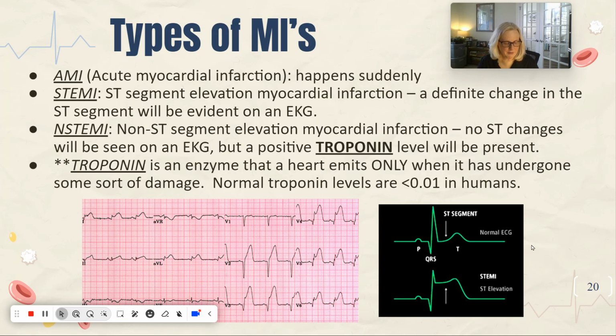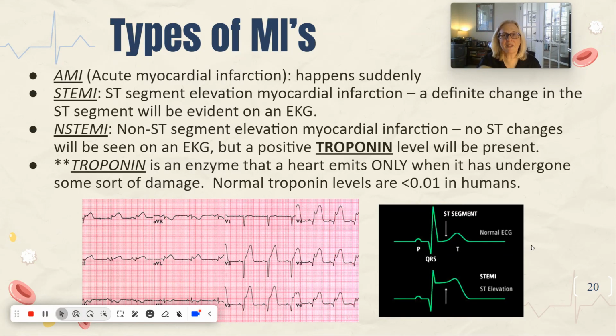Okay, so the different types of MIs, there are 3 basic types. Yes, there are different types of MIs, I know. An AMI is just an acute myocardial infarction. Anything acute in the medical field means it's happening now, suddenly, it just happened, okay? I think of acute in mathematics as a small angle, right? So acute in medicine is a small amount of time. It happened suddenly, it's happened recently.